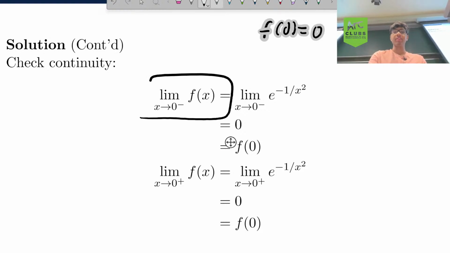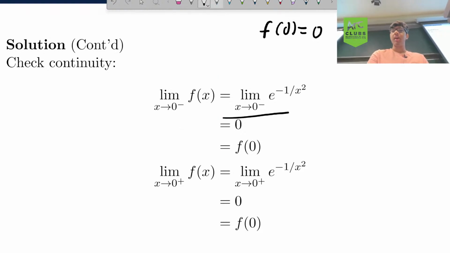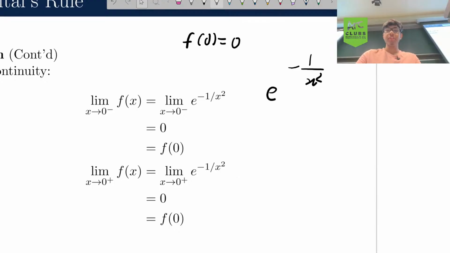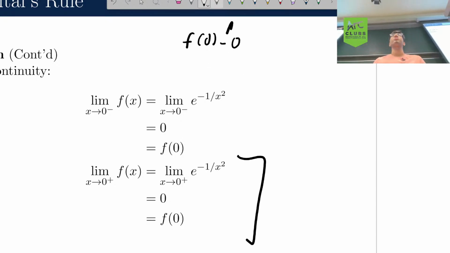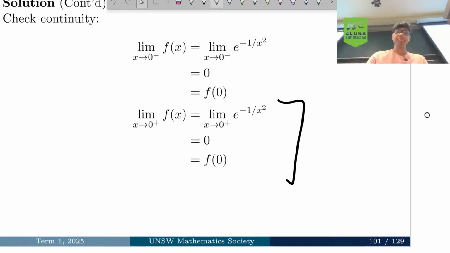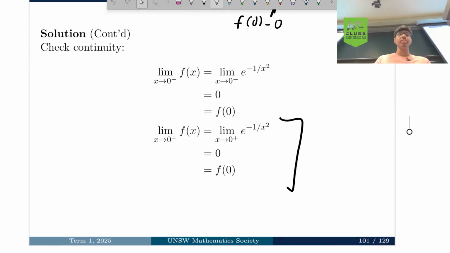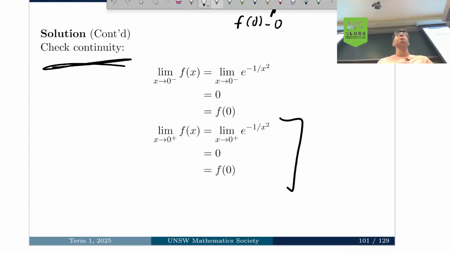I have the limit as x tends to 0 from the negative side, and this is e to the negative 1 on x squared. This is my function. This goes towards negative 1 on x squared. If this bit goes towards 0, this goes towards infinity, and e to the negative infinity goes towards 0 itself, and 0 equals f of 0. Exact same thing for the right-hand limit, nothing's really changed there. It's still going towards the same point, and it's still going towards 0. Cool. So I know that it is continuous, and this is my requirement for it to be differentiable: it has to be continuous.